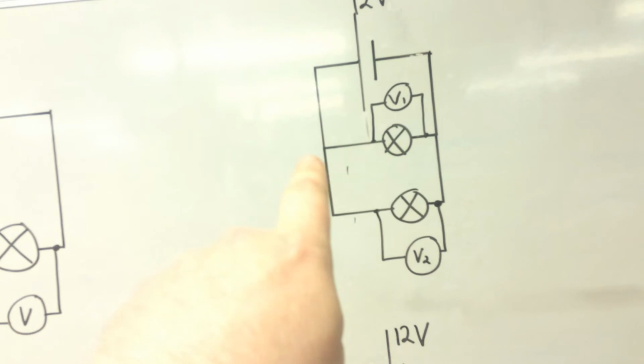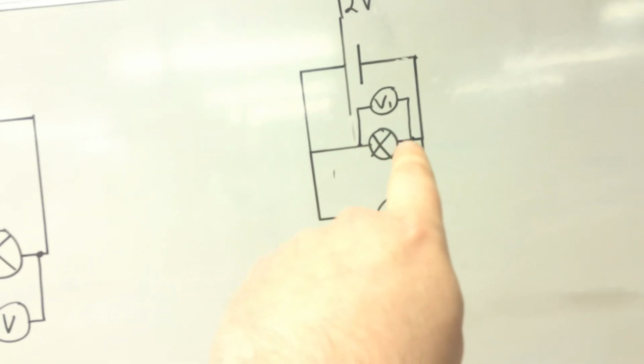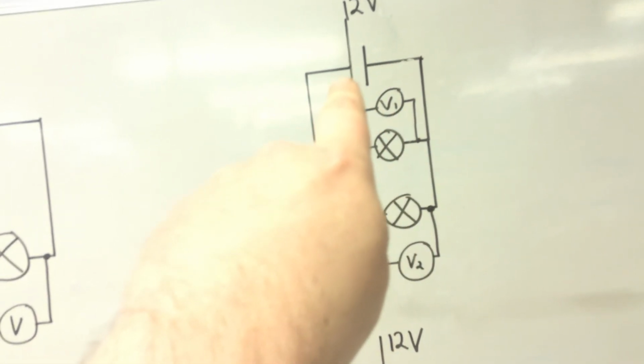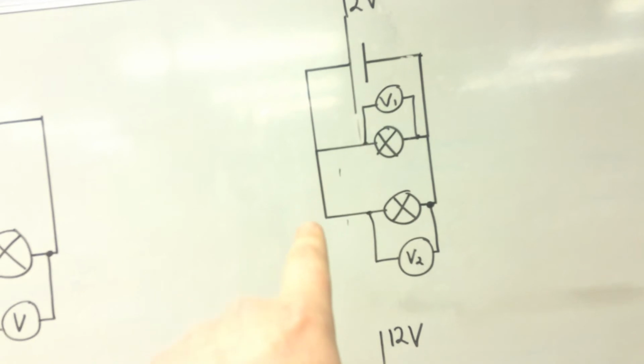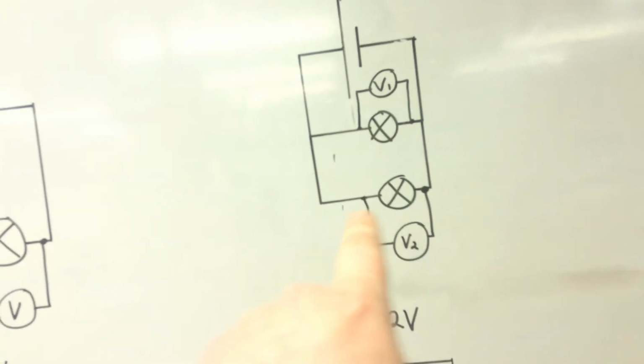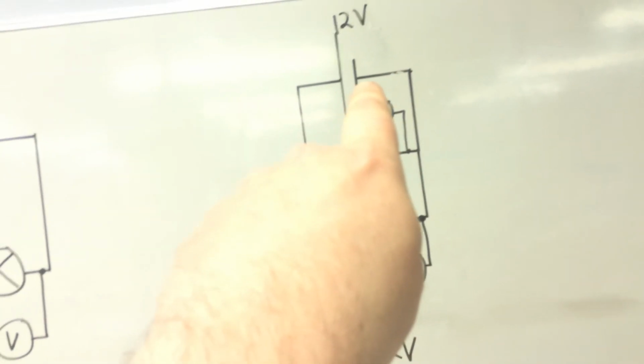So if we follow it round through the top bulb, it has to lose 12 volts in going through that bulb. So it's back to 0 when it gets back to the negative side. Equally, if it takes the bottom path, once again, it has to lose 12 volts across the bottom bulb so that it gets back to 0 when it gets back to the cell.